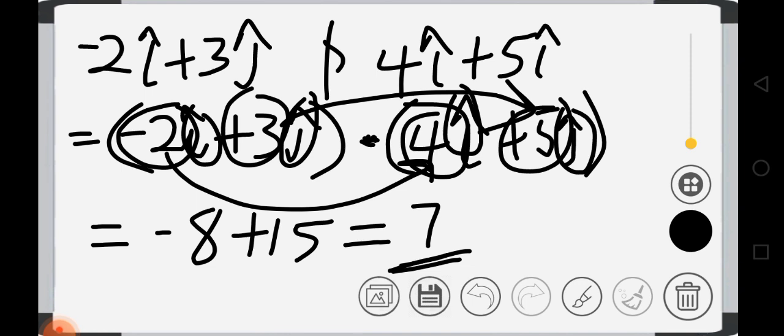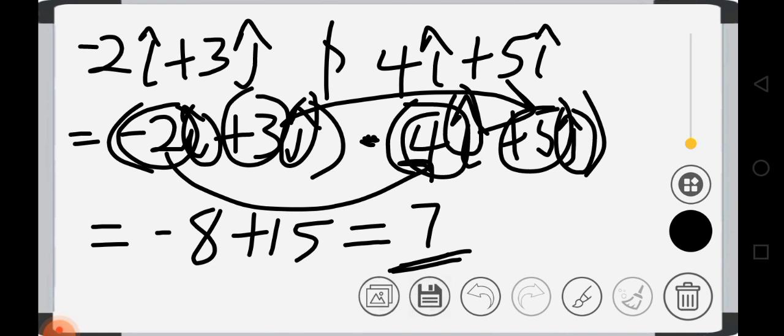So please, you take note of that. The dot product will be equal to plus 7. That is the dot product of those two vectors. Please take note of that. It's very, very important.